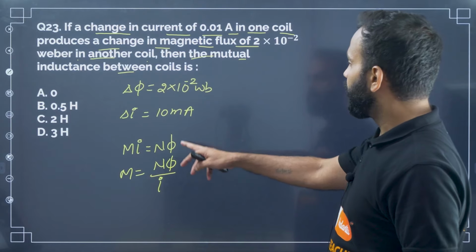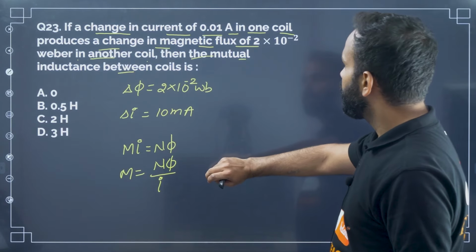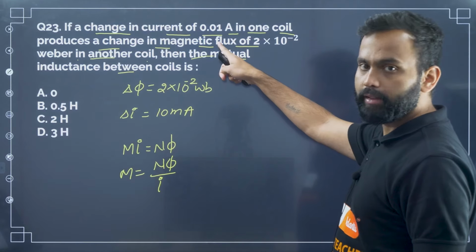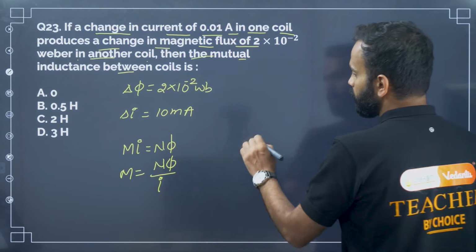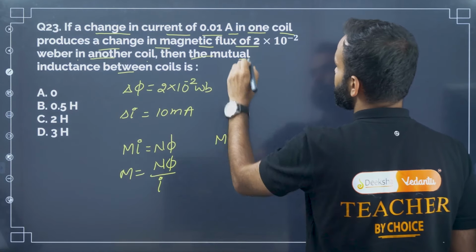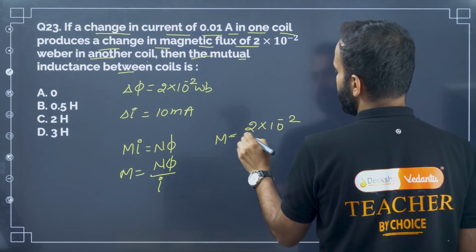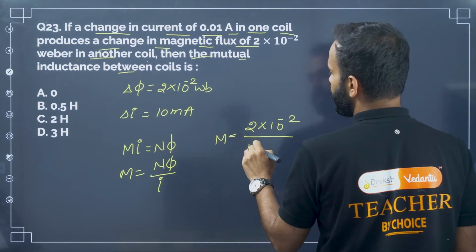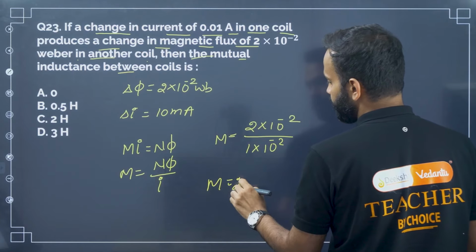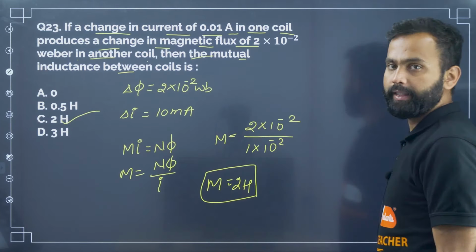Here phi is the change in magnetic flux, that is delta phi. N value is 1, and I is 10 milliampere. So M is equal to N is 1, phi is 2 into 10 to the power minus 2, divided by 1 into 10 to the power minus 2. So M equals 2 Henry. The correct option is C.